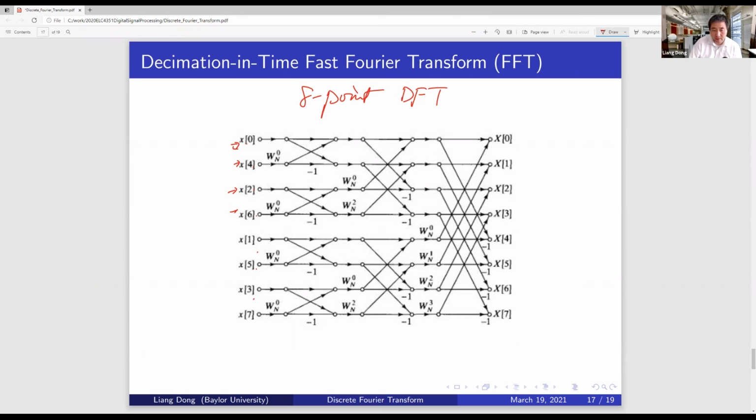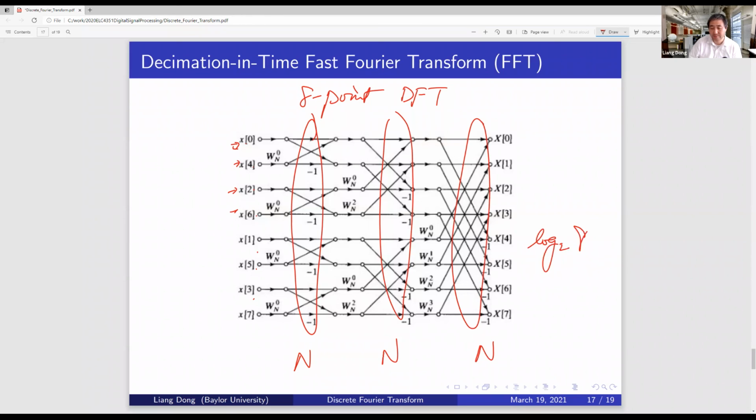And let's look at the complexity. In each one of these stages, the computational complexity is proportional to capital N. And how many stages do I have? In this case, the number of stages is log base 2 of 8, so I have 3 stages. That's log base 2 of N: if you have an N point DFT, you have that many stages. Therefore, for each stage I have a complexity of N, and the number of stages is log base 2 of N. So that is the complexity of the FFT.